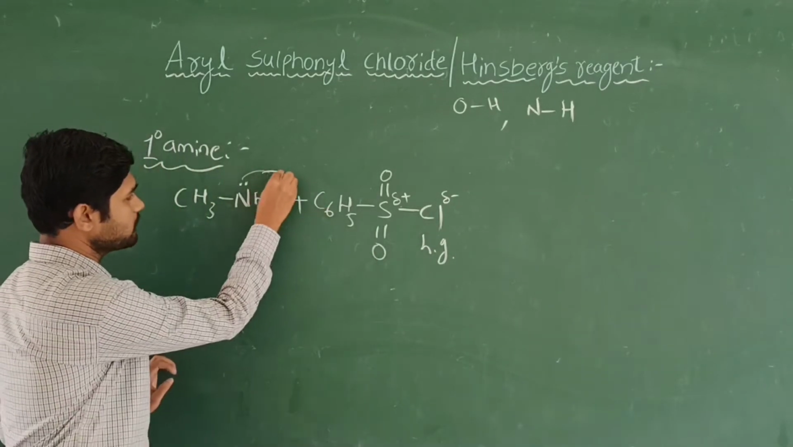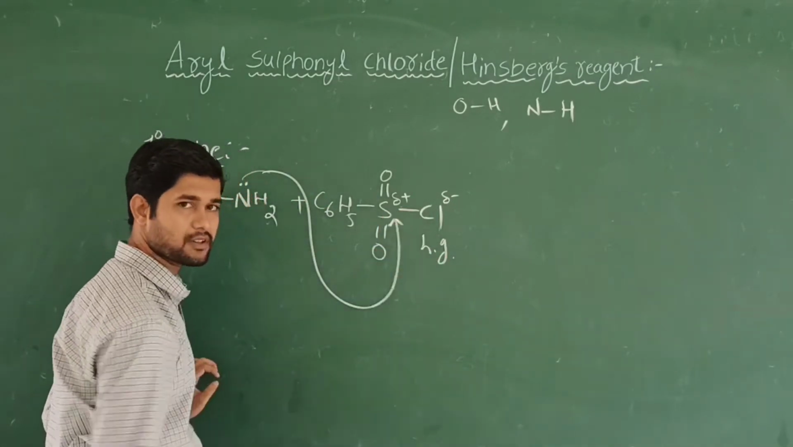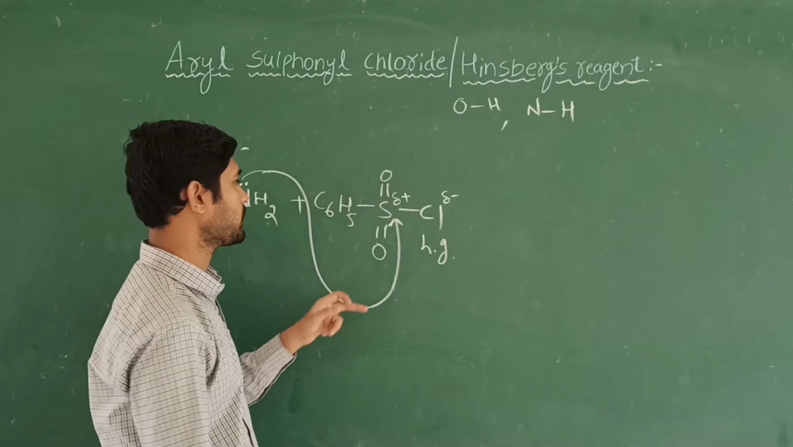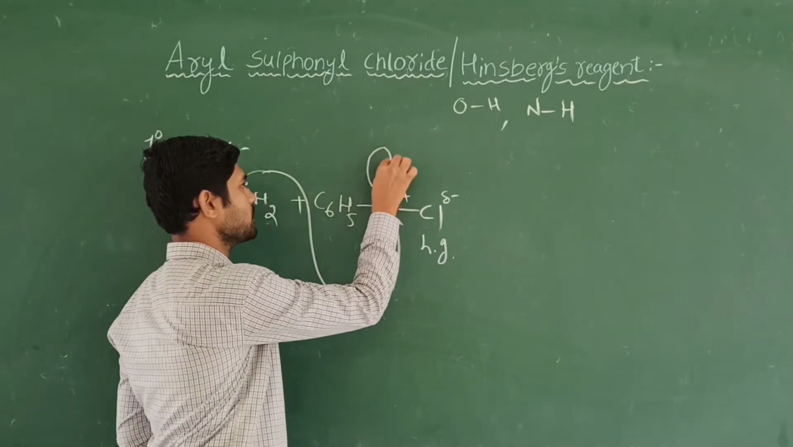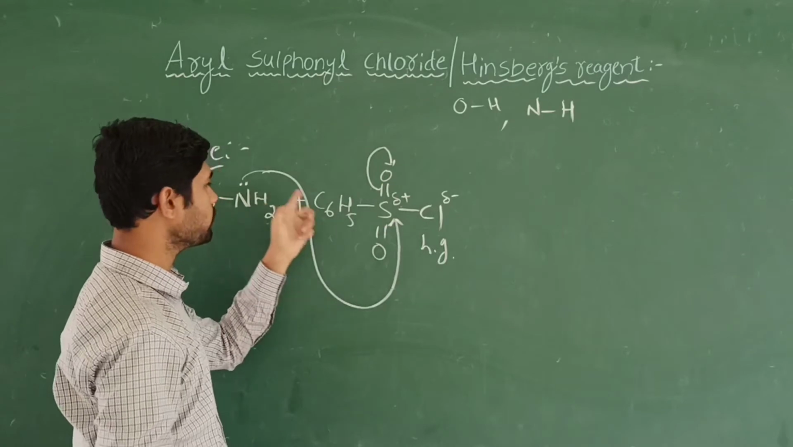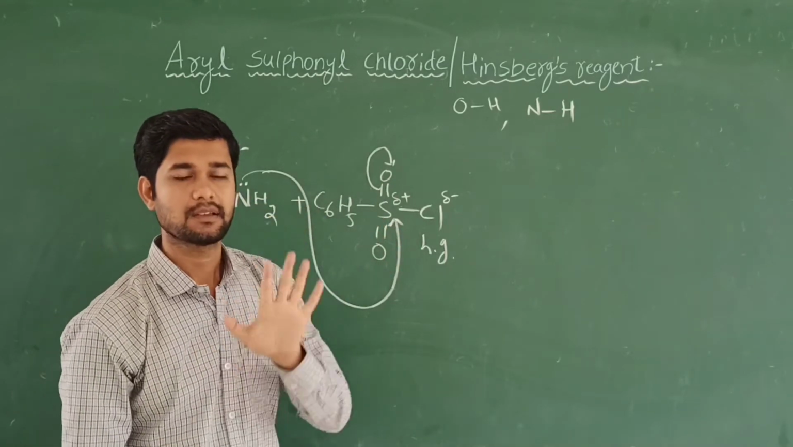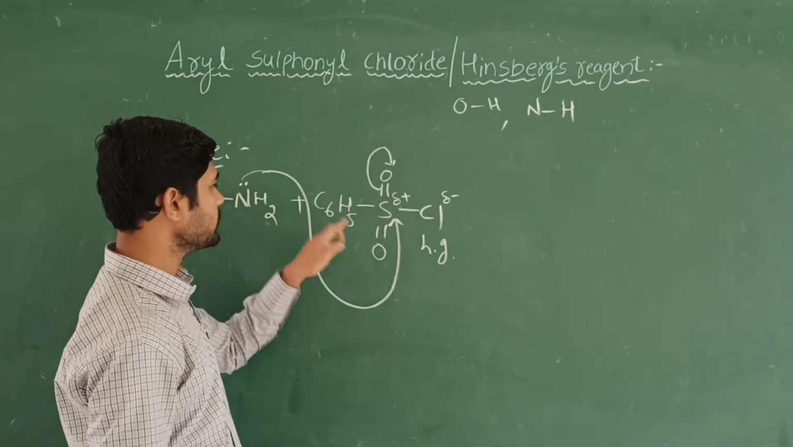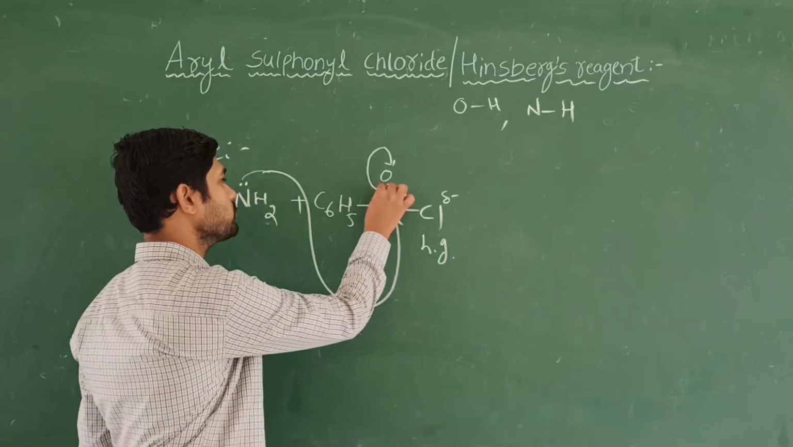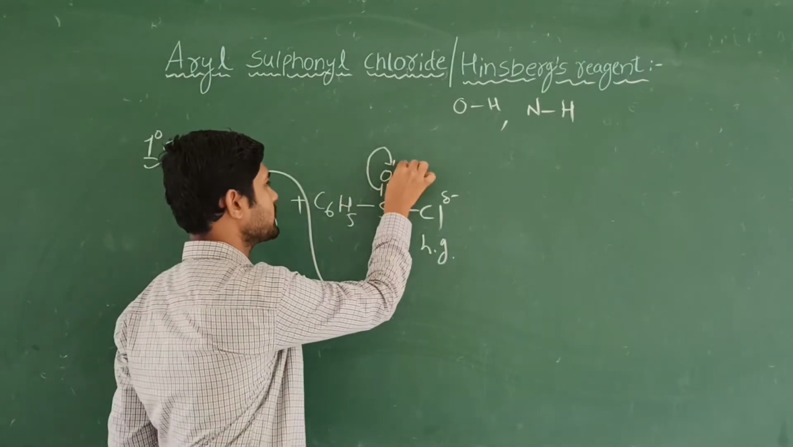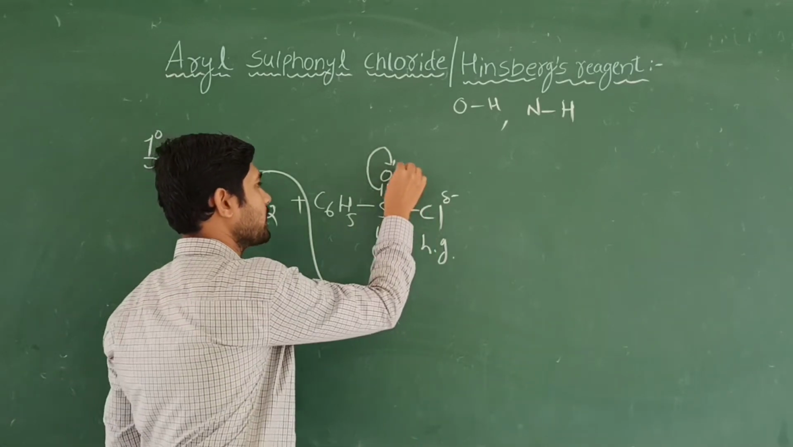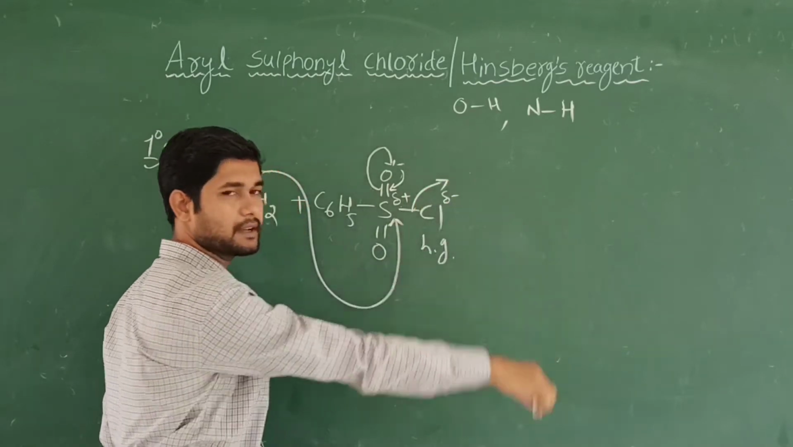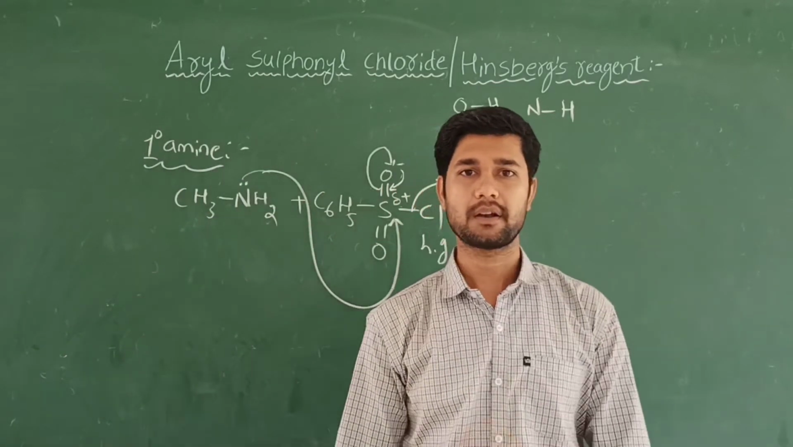This lone pair attacks the sulfur, and the double bond of the oxygen, because of electronegativity, is attracted towards oxygen and makes it O minus. When the new bond is formed, the sulfur valence is disturbed. Sulfur valence is 6: 1, 2, 3, 4, 5, 6. When the nitrogen attacks the sulfur, it becomes 7. That's why I make it O minus. Then it again forms the double bond, and finally chloride is eliminated. That's why it is called an SN1 reaction.